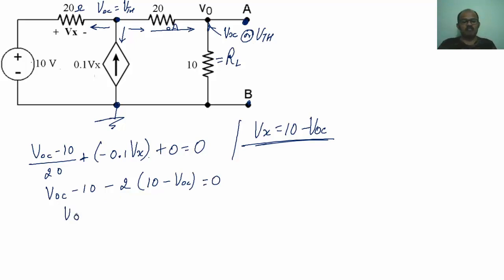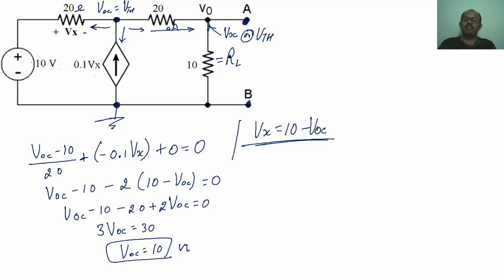So I will be getting VOC minus 10 minus 20 plus 2 times VOC, which is equal to 0. So I will be getting 3 times VOC equal to 30. So VOC equals 10 volts. So I got the open circuit voltage, that is 10 volts. Able to follow? Next, let me calculate the short circuit current, that is ISC.